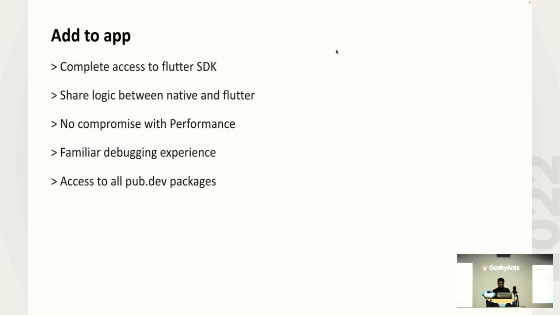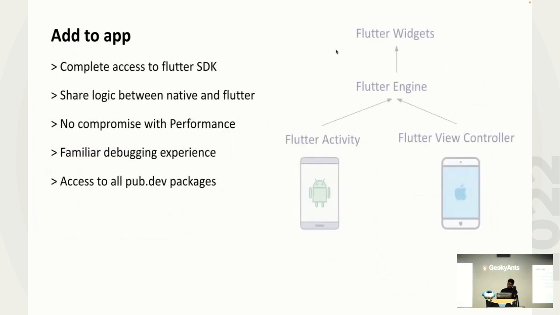It is called add to app, and it provides you full access to the Flutter SDK. You can share all the logic between native and Flutter. There is no compromise in performance. It runs as fast as native, and it will run as fast as a Flutter app. All the debugging tools are available to you, and all the pub.dev packages are also there.